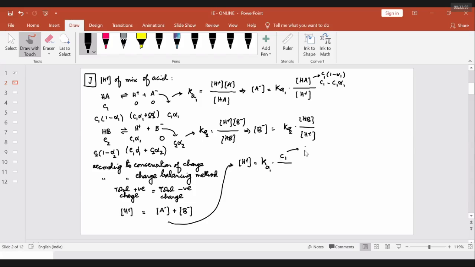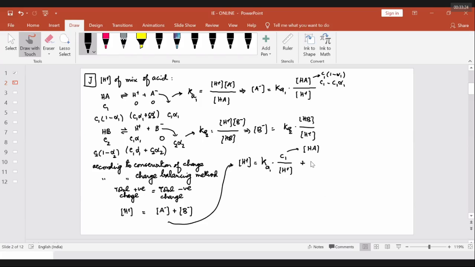Okay, then this is K by concentration of H plus. Are you able to understand the substitution? In place of A minus, I am substituting K1 into concentration of HA, that is C1 minus C1 alpha 1. I am neglecting this. Remember, no common ion effect, because it's a weak electrolyte.